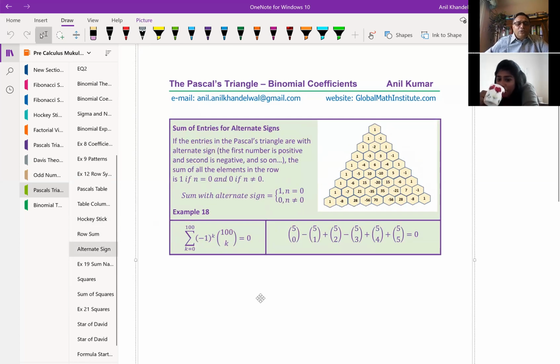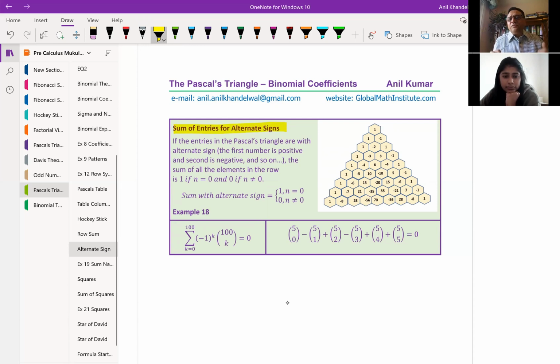Now we'll quickly go through a few interesting properties to end this particular chapter. Here we are talking about the sum of entries with alternate signs. Instead of a plus b, if I have a minus b, then the powers of b will be negative, and that will result in alternating negative signs, correct? In this diagonal, which is diagonal 1, we have everything negative, and diagonals 3, 5, and so on. The odd-numbered diagonals will give you negative signs, correct?